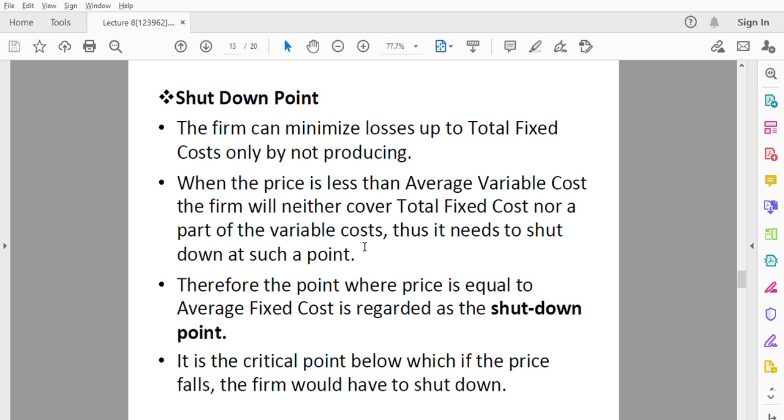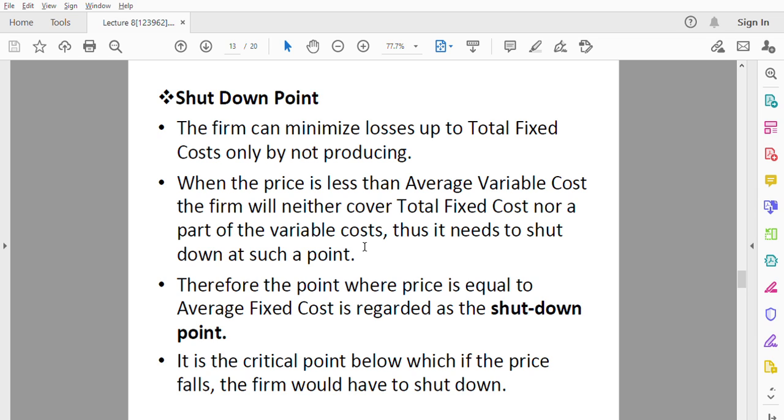If it is less than your average variable cost, that means the money the firm is getting cannot cover the total fixed cost, and it cannot even cover part of the variable cost. If you are operating a firm in such a situation, the firm must shut down. So the point where the price is equal to the average variable cost is regarded as the shutdown point. The shutdown point is a critical point below which, if the price falls, the firm would have to shut down.